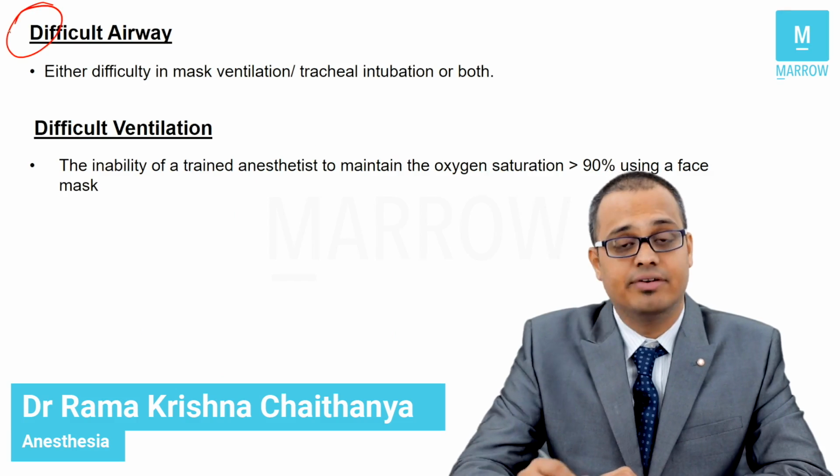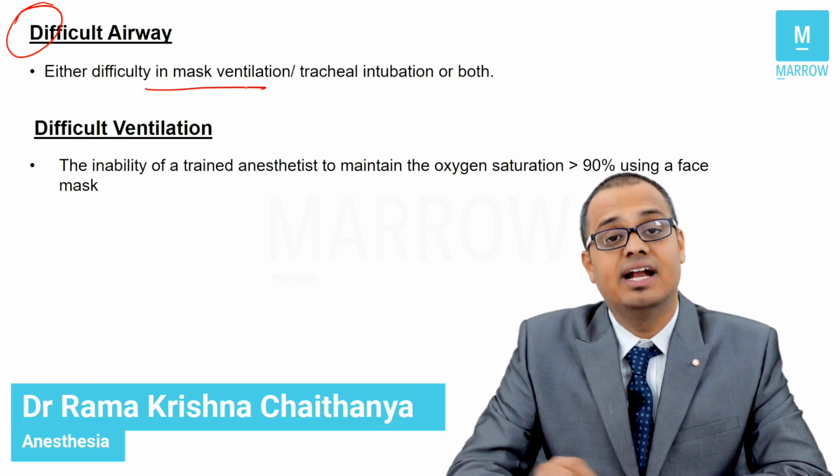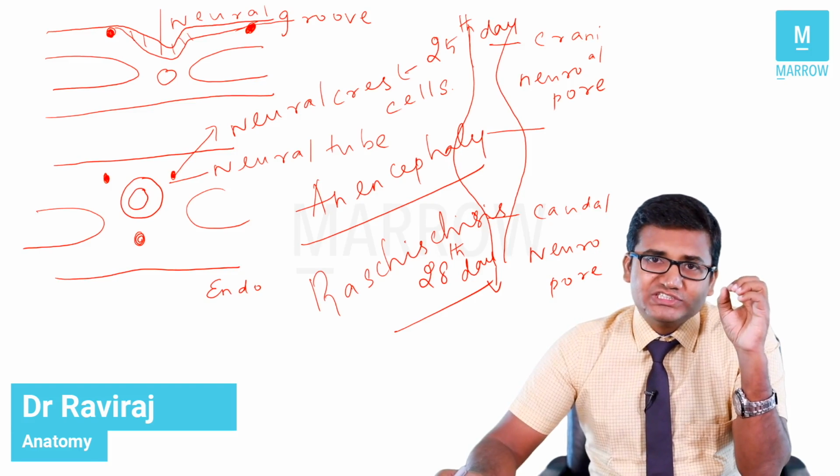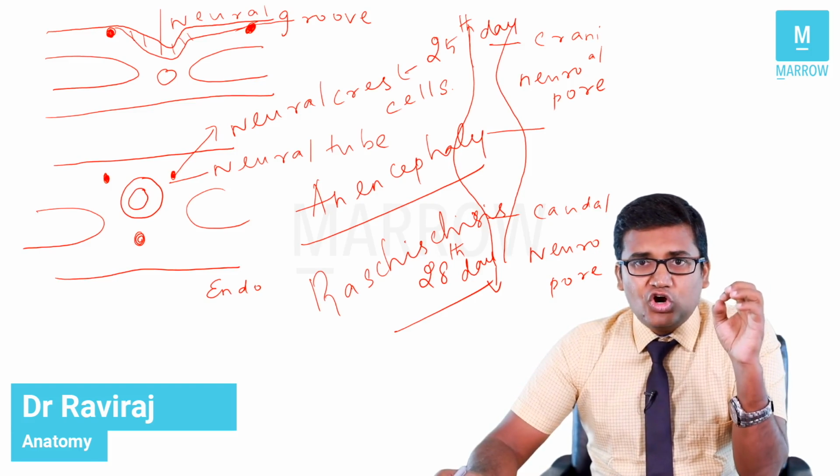So what do you mean by difficult airway? Either there is difficulty in mask ventilation or tracheal intubation. Rachischisis is a condition that is due to failure of fusion of caudal neuropore.